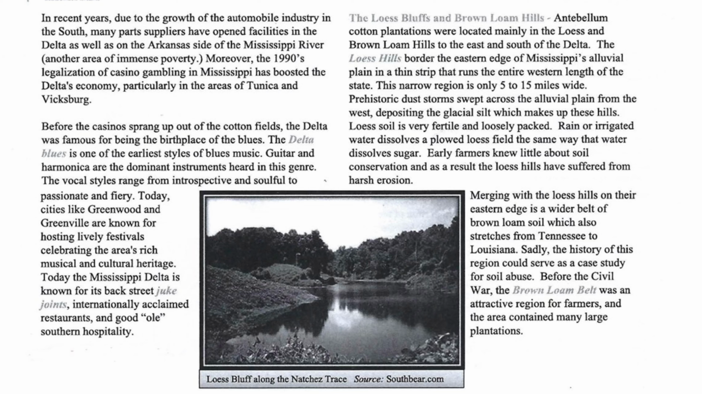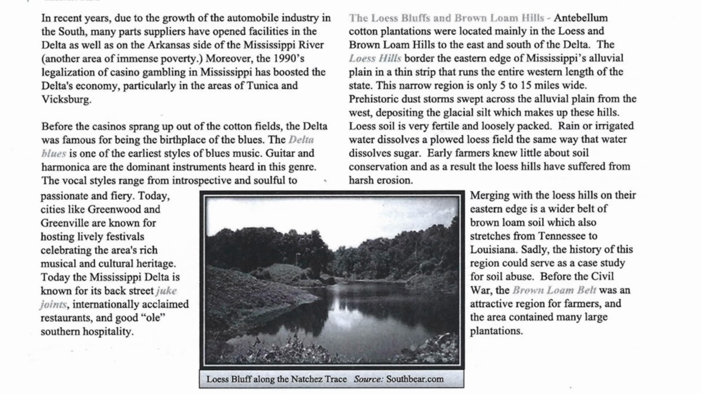Prehistoric dust storms swept across the alluvial plain from the west, depositing the glacial silt which makes up these hills. Loess soil is very fertile and loosely packed. Rain or irrigated water dissolves a plowed Loess field the same way that water dissolves sugar. Early farmers knew little about soil conservation, and as a result, the Loess Hills have suffered from harsh erosion. Merging with the Loess Hills on their eastern edge is a wider belt of brown loam soil, which also stretches from Tennessee to Louisiana.